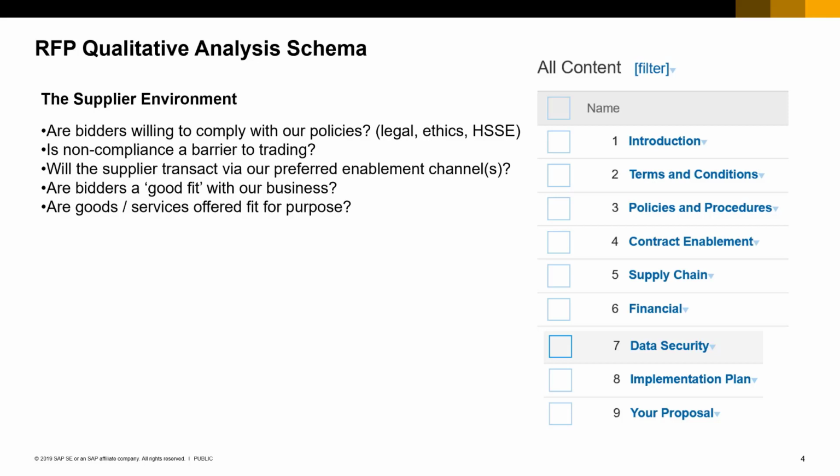I have in my mind the analysis schema shown. I need to answer the questions: will suppliers comply? Are suppliers a good fit for my business? So having built the first stage of my framework, I move to the actual questions.